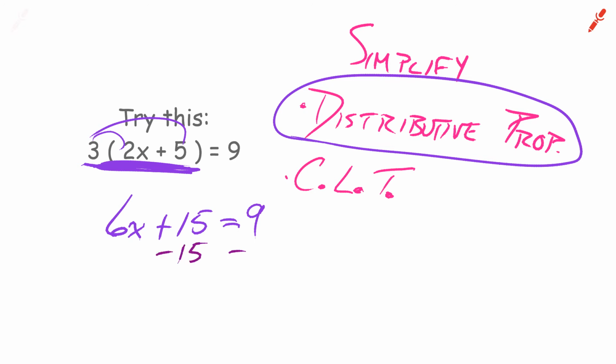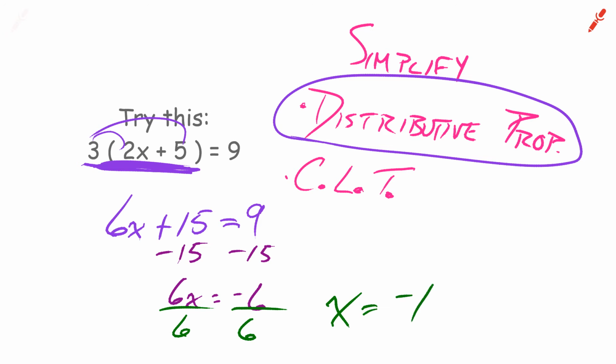Now I'm just going to solve. Subtract 15. 6x equals negative 6. Divide by 6, divide by 6. X equals negative 1. Ladies and gentlemen, we actually just went ahead and solved it two different methods. We used two methods. They're both equally valid. Let's go ahead and move on to the next problem.